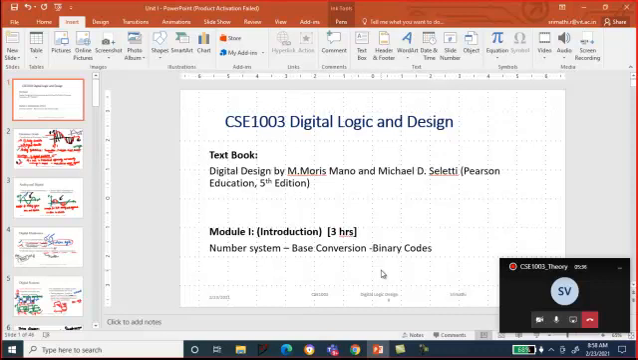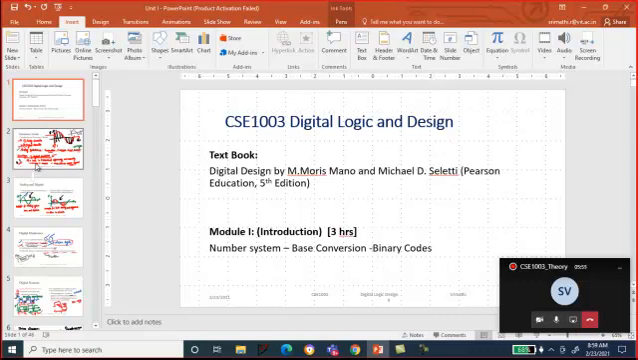I said about the textbook in the last class, which you have to follow as per the syllabus: Digital Logic Design by Maurice Mano and Michael D. Ciletti. Module 1 covers number system, base conversion and binary codes.